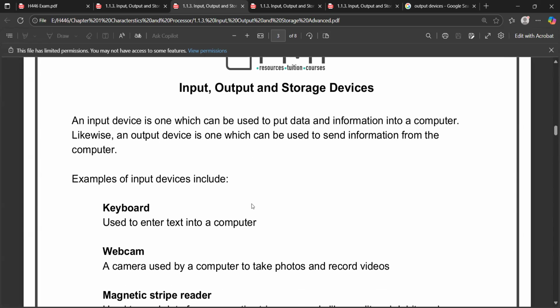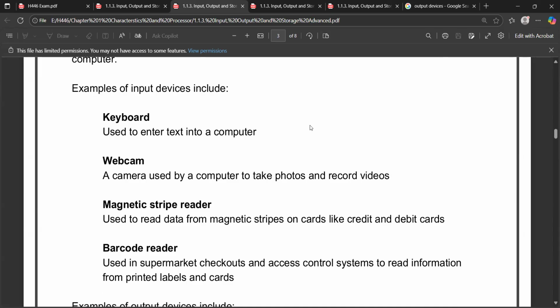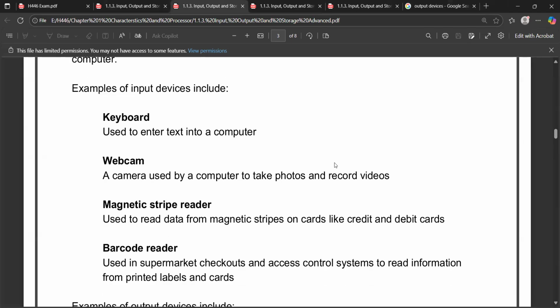So what are some examples of input device? It is like a keyboard. What is keyboard used for? It's basically to enter letters and numbers and symbols. Yes, good. What is webcam used for? Take photos. Yes. What is magnetic stripe reader used for? Reading data from magnetic stripe. Yes. What is barcode reader used for? Scanning barcodes for information. Yes, that's excellent. Because it's an example of an input device, right? Because you are interacting with it and sending data.